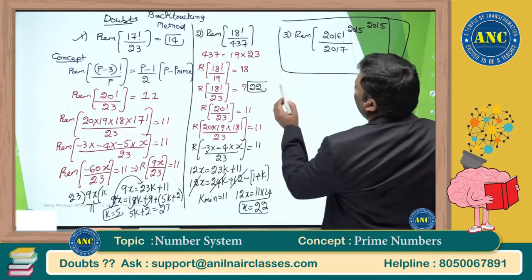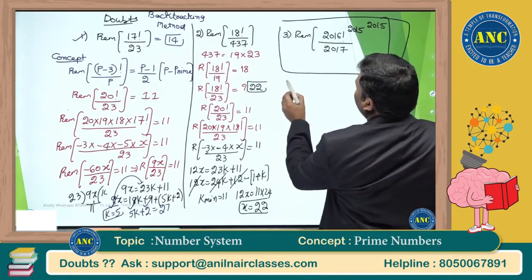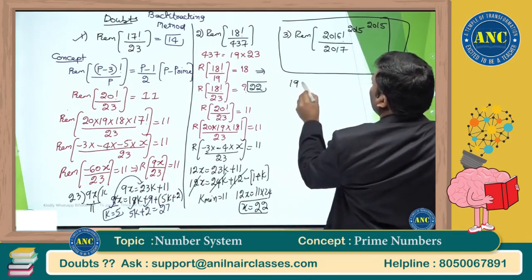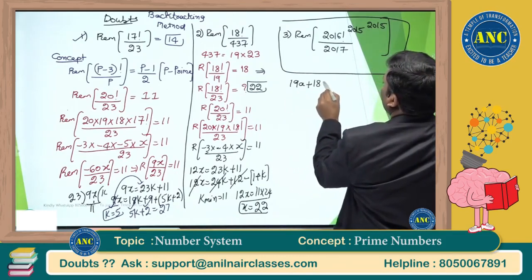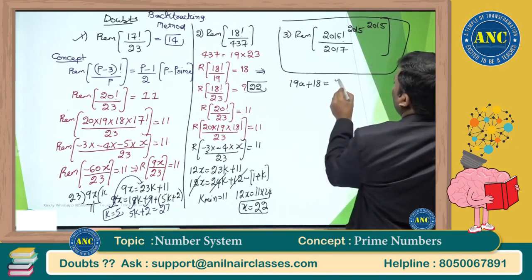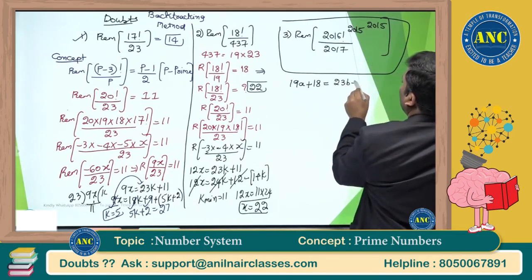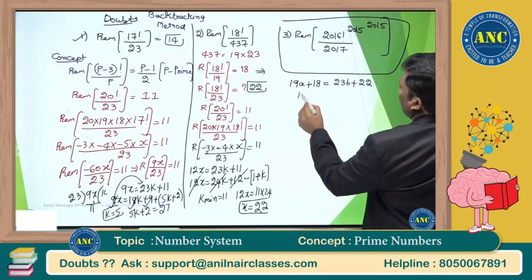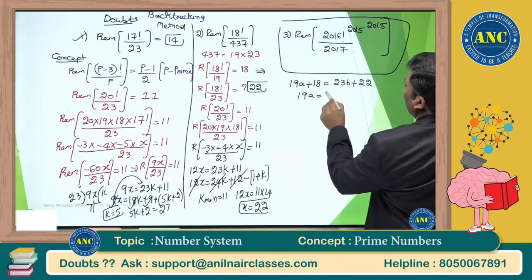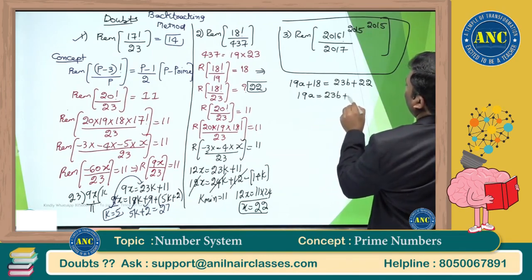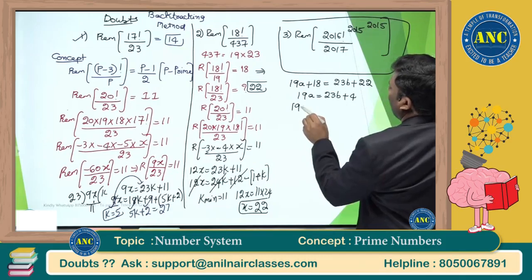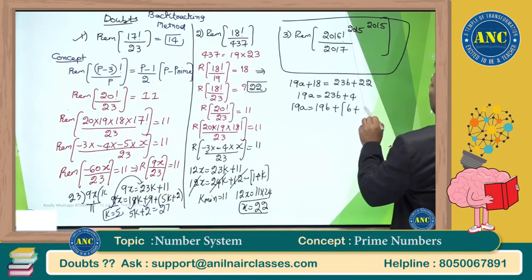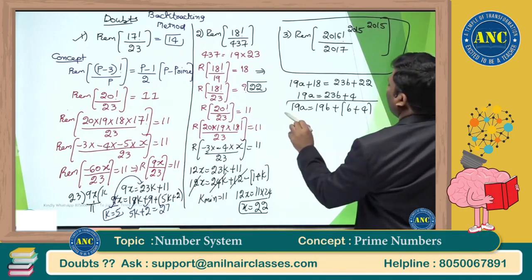Now 18 factorial divided by 19 has remainder 18: 19a plus 18. 18 factorial divided by 23 has remainder 22: 23b plus 22. So 19a is equivalent to 23b plus 4. 19a is equivalent to 19b plus b plus 4.